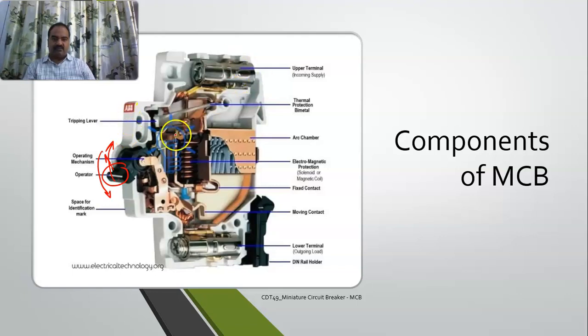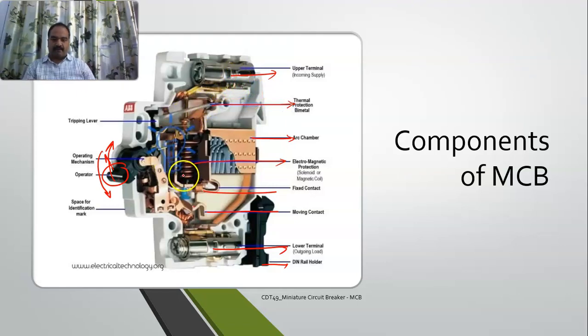Now see here, this is what will be there inside. This is your upper terminal, this is your lower terminal, rail holder, this is your moving contact, this is your fixed contact, and electromagnetic protection. Normally we use a solenoid or something. And this is an arc chamber where the arc is extinguished. This is your thermal bimetallic strip which allows you to monitor the temperature. And this is the function.